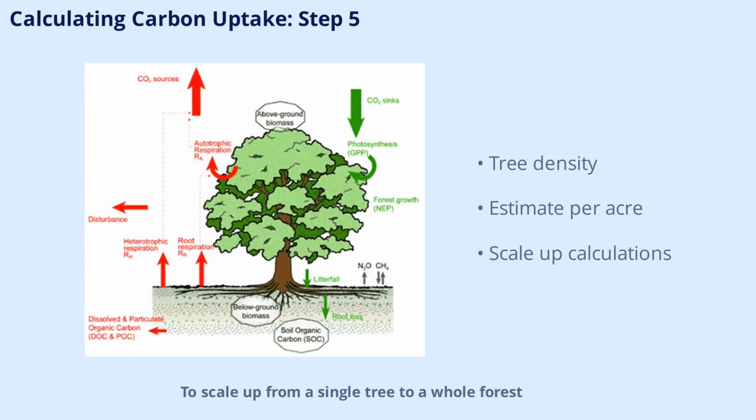To scale up from a single tree to a whole forest, we consider tree density, how many trees are planted per acre. Using formulas for tree spacing and area, we can estimate the total number of trees and therefore the total carbon dioxide sequestered per acre. This approach helps land managers and policymakers plan large-scale reforestation and carbon offset projects.